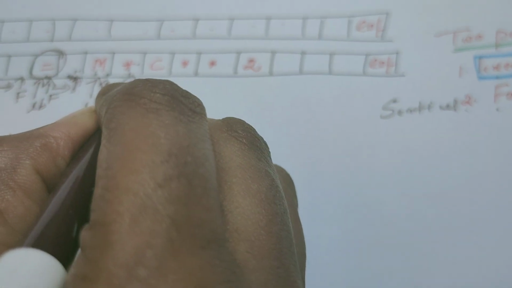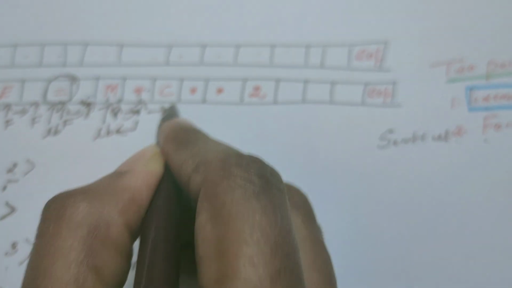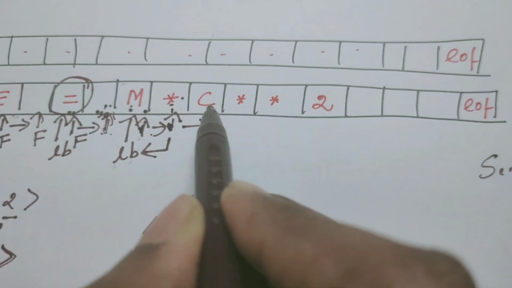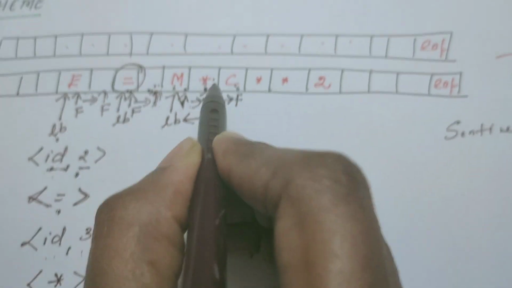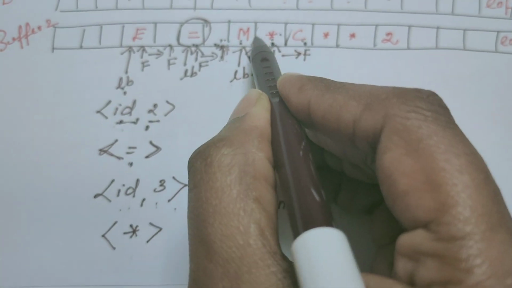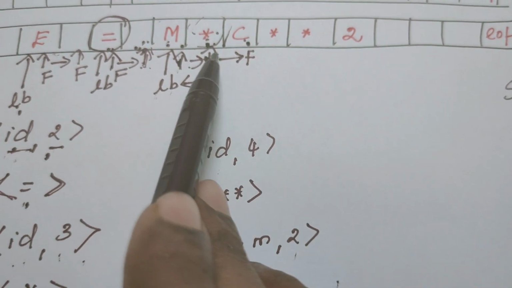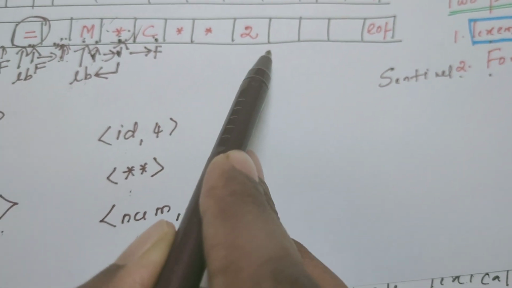So the forward pointer looks one symbol ahead. So the forward pointer moves here. It reads the character C. It knows that the C cannot be a part of an operator, or the operator cannot be a part of this meaningful lexeme. So the lexical analyzer finds a match or a pattern up to this star. That's why it returns a token star. Likewise, it continues to read the rest of the complete statement.